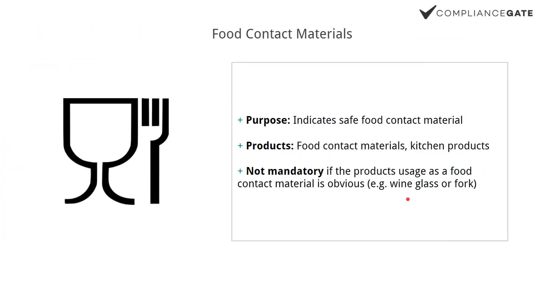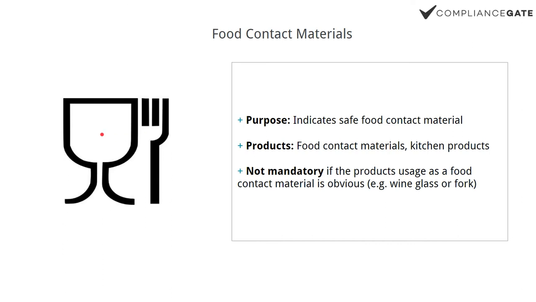Okay, then we have food contact materials. And this symbol, the glass and a fork symbol, it indicates that the product is safe for food or beverage contact. Okay? Now the thing is that it's only mandatory if the product is not obviously a product that is used as a food contact material. So if it's, say, a drinking glass, say a wine glass or a fork, you don't actually need this symbol, which is, well, rather ironic because that's exactly what you see here.